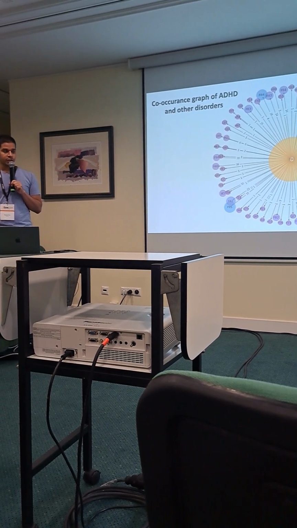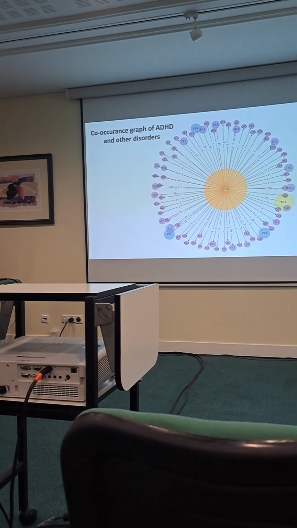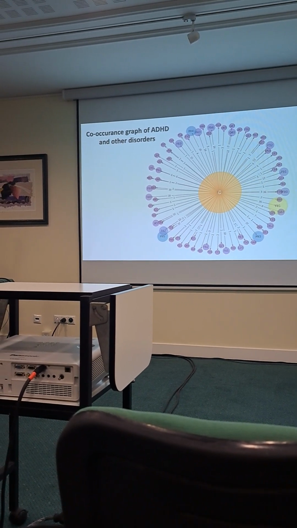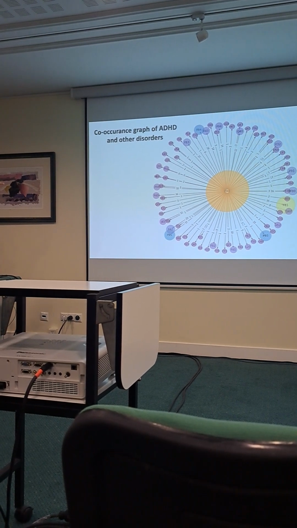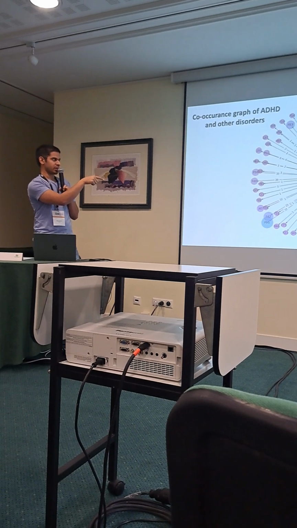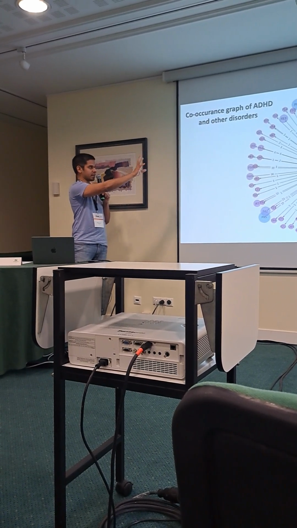Additionally, the third thing that we visualized was a co-occurrence graph. It looked like this. The central node represents F90, which is ADHD, and all the others are the co-occurring disorders with respect to this specific diagnosis. All these are ICD codes co-occurring with F90.